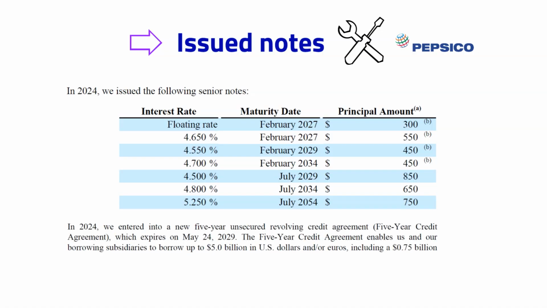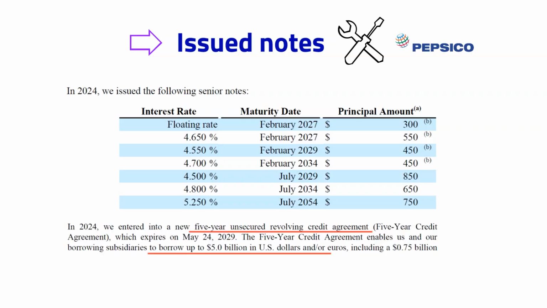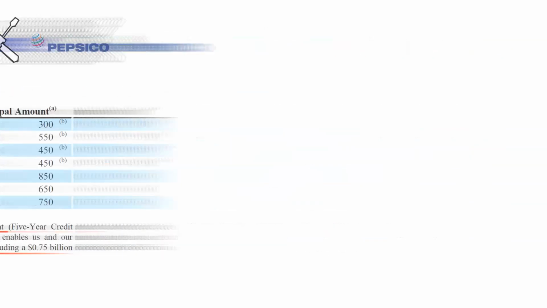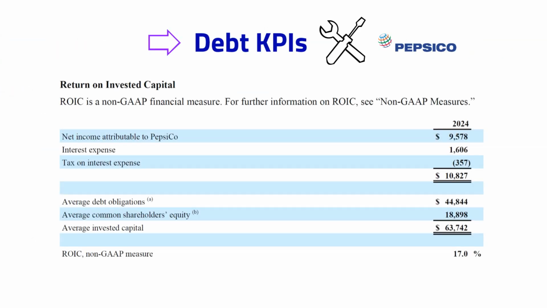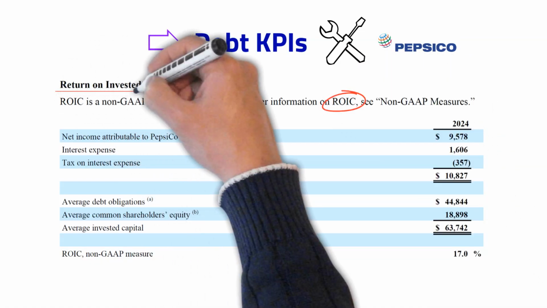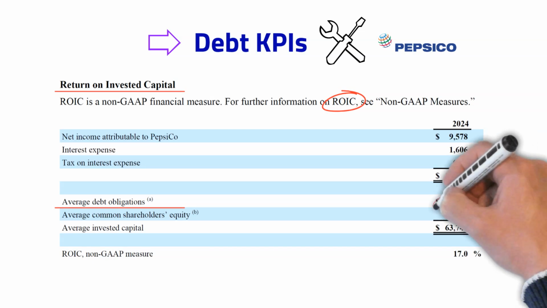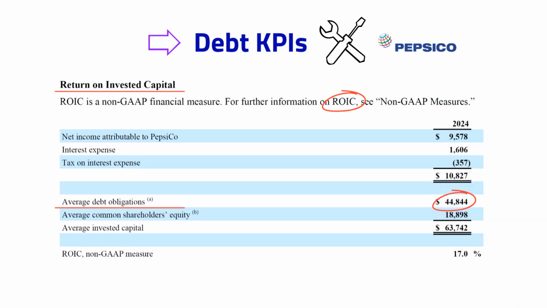For example, that they have entered into a revolving credit agreement with an ability to borrow up to $5 billion. This is very typical for large corporations. They continuously refinance older debt with new issuances. As part of the KPIs related to debt, PepsiCo shows ROIC, Return on Invested Capital. It looks like this and includes 45 billion of average debt in 2024.